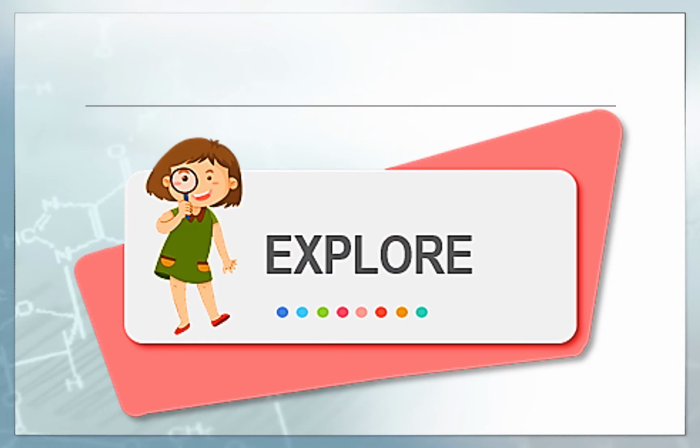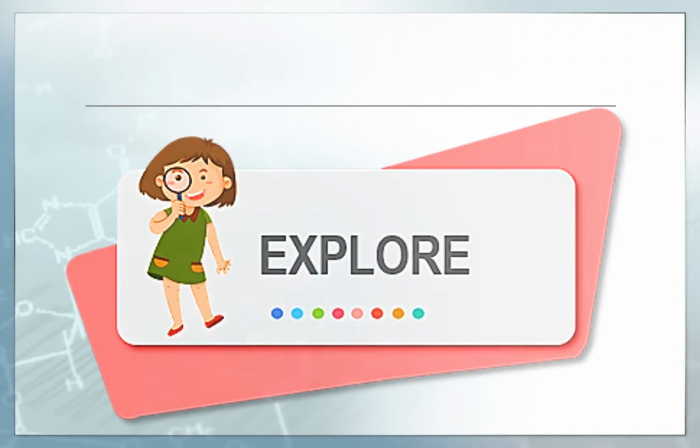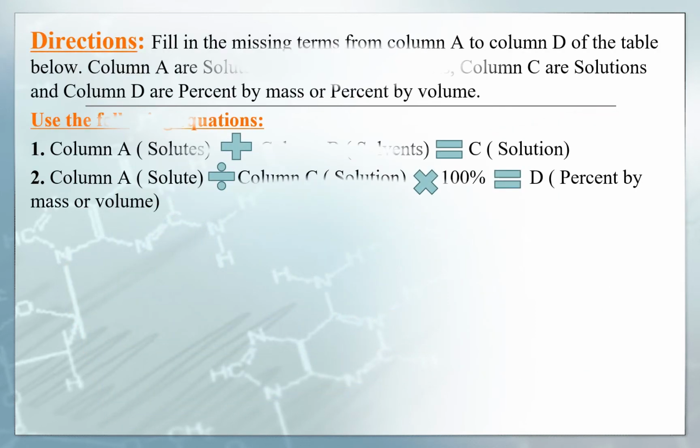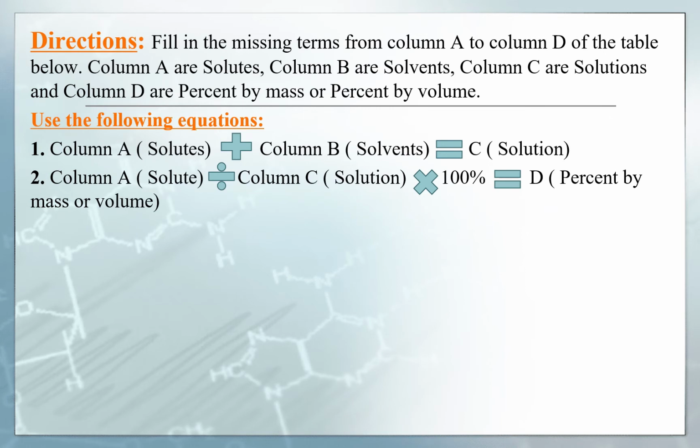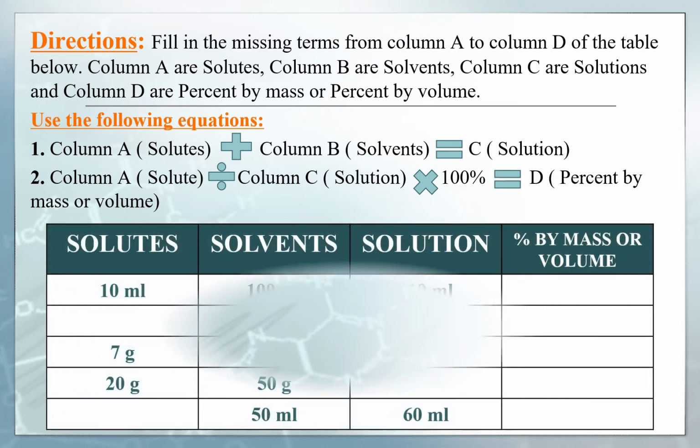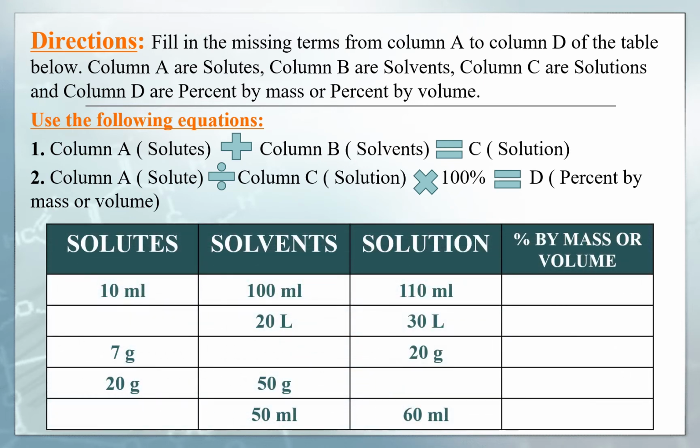Let us explore more activity on this lesson. Directions: fill in the missing terms from column A to column D of the table below. Column A are solutes, column B are solvents, column C are solutions, and column D are percent by mass or percent by volume. Use the following equations.